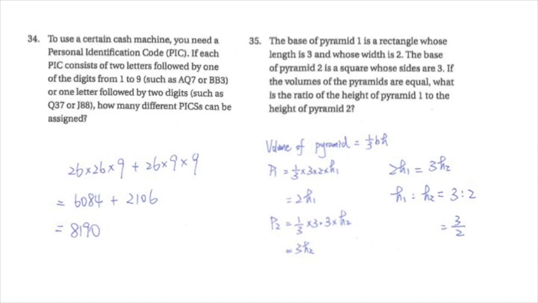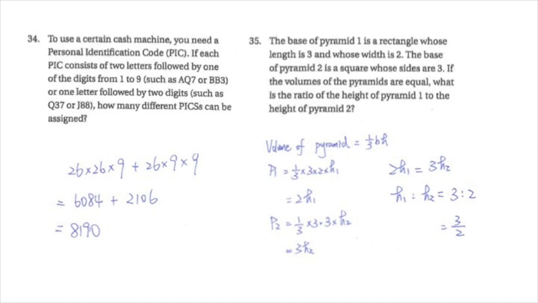Question 35, we have 2 pyramids, one with a rectangular base, and the rectangular base has length 3 and width 2. For the second pyramid, we have a square base with side length 3. It says the volumes are equal. We're asked to find the ratio of heights.